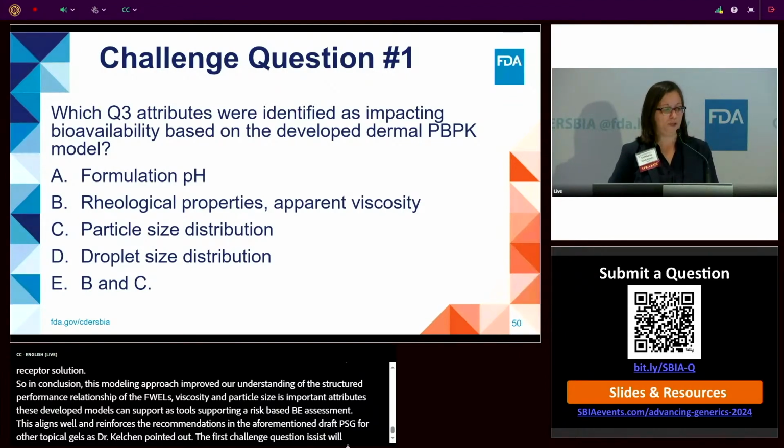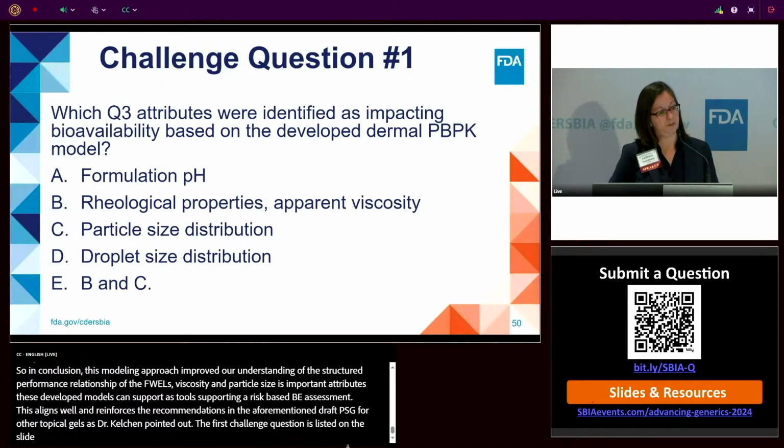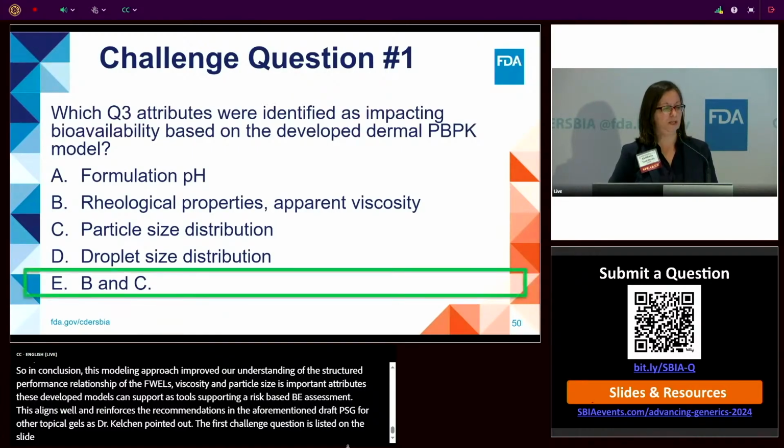So, first challenge question: which Q3 attributes were identified as impacting bioavailability based on the developed dermal PBPK model? Formulation pH, rheological properties, particle size distribution, and droplet size distribution. And the answer is B and C.